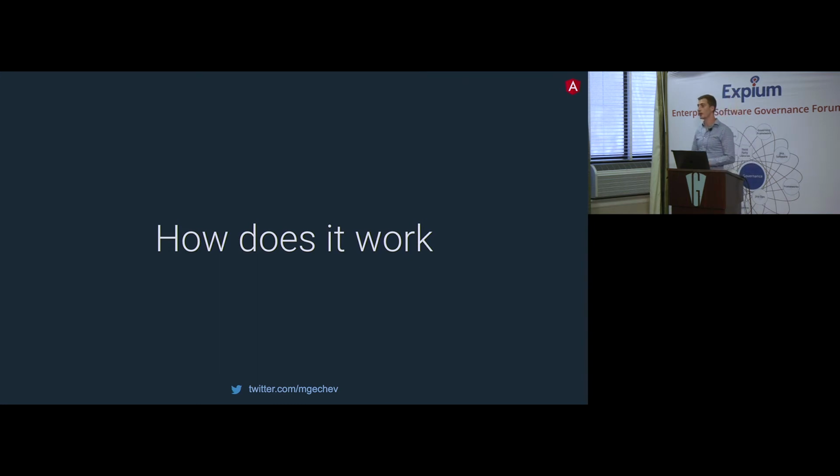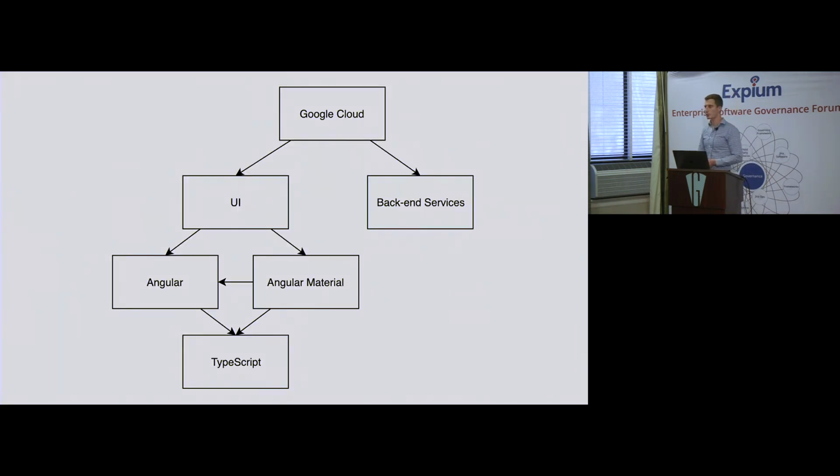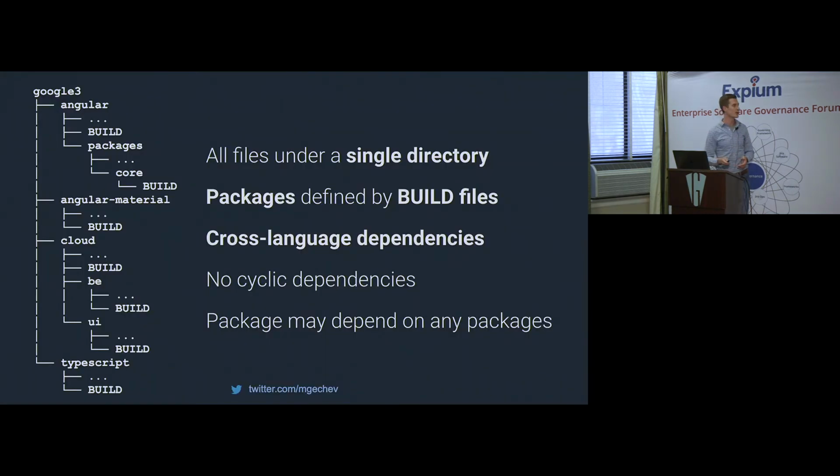Now let us look at how Bazel works. If we put it into the context of Google Cloud Console again, and look at the directory structure of our monorepo called Google3, we're going to see something like this here. We have Google3 at the top, which is our monorepo. We have Angular in one of the directories. As Steven mentioned, it is in our third-party directory.